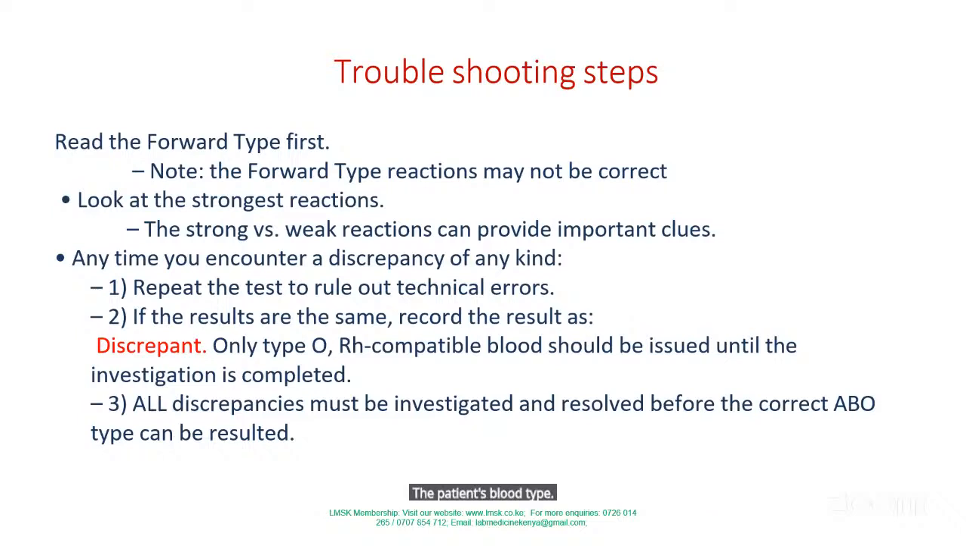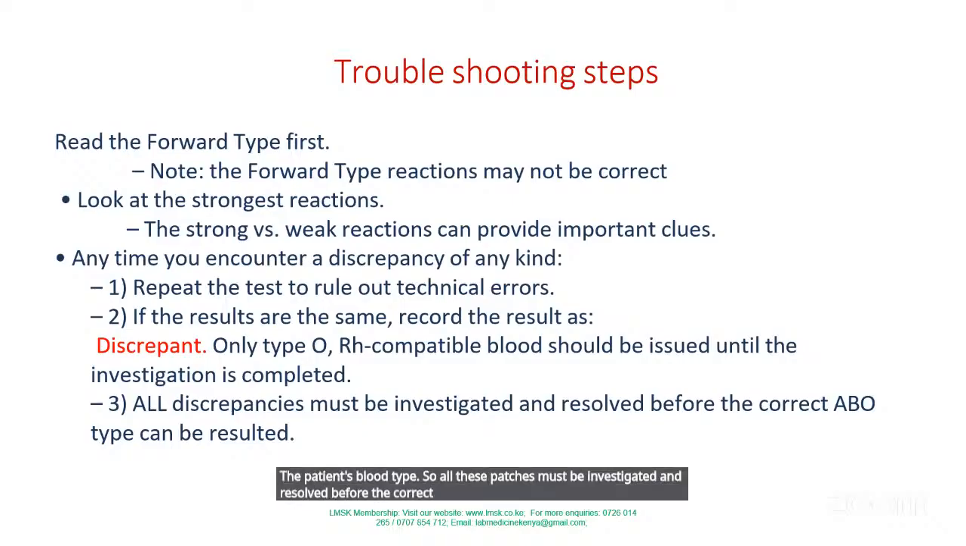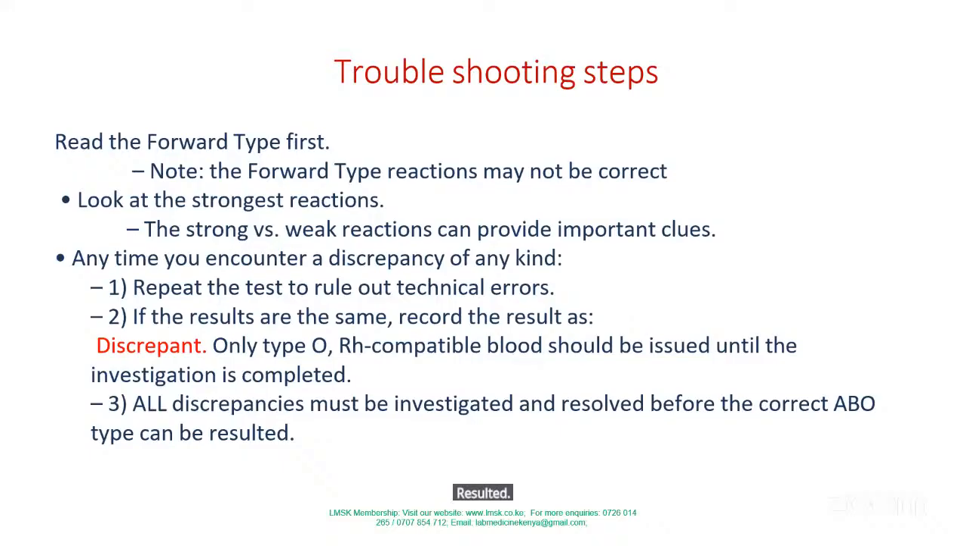So all discrepancies must be investigated and resolved before the correct ABO type can be resulted. Do not assume that because I'm seeing very strong reactions in forward typing and no reaction in reverse typing, oh, this patient is AB, let me give AB and move on. Please don't do that. Do the investigation and rule out.